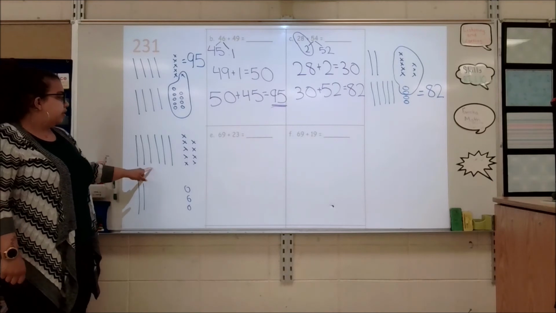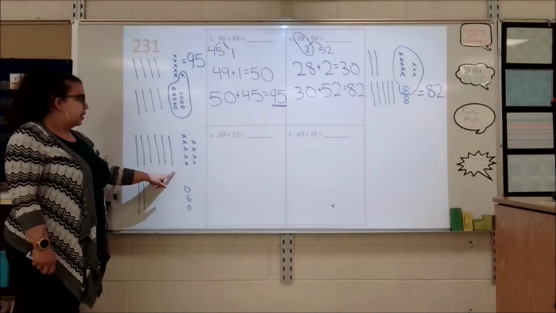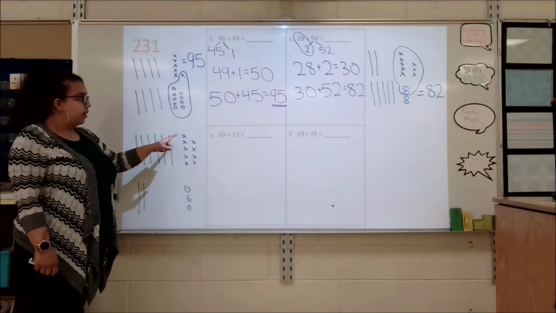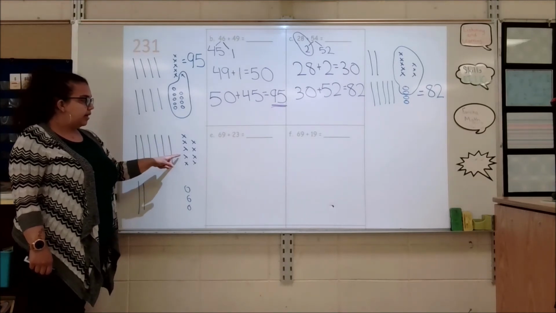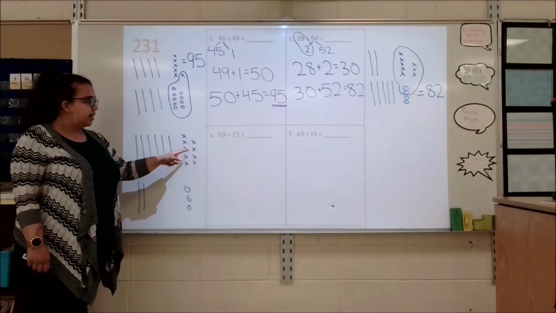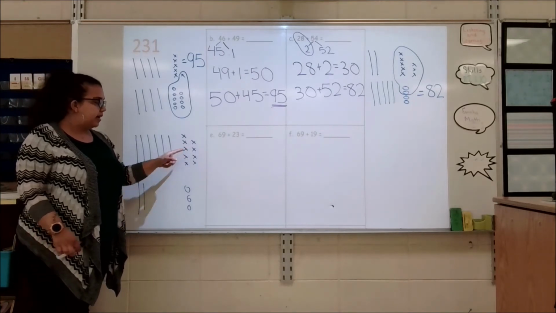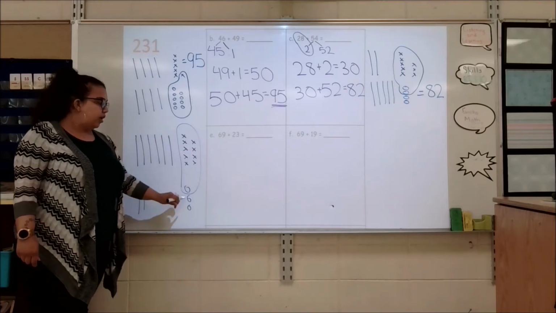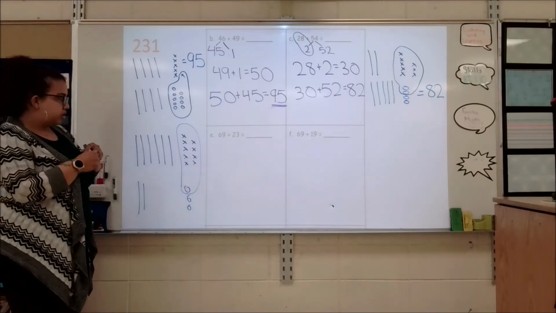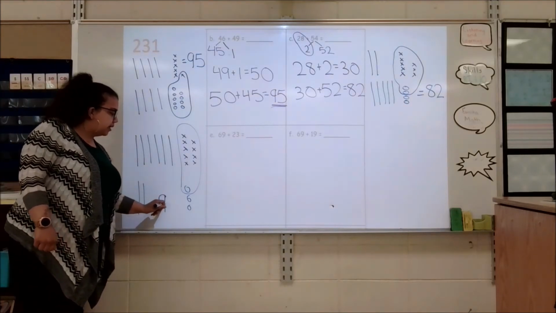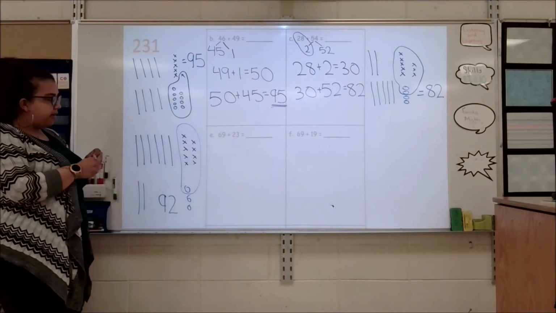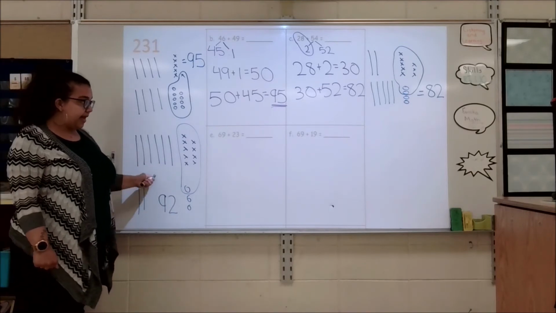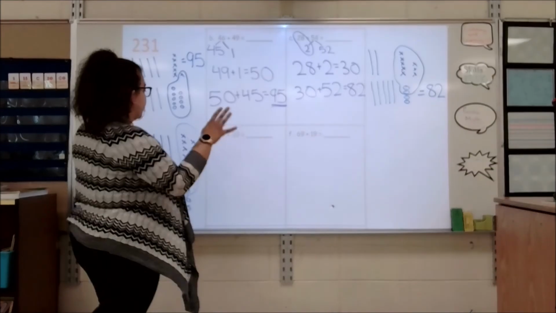10, 20, 30, 40, 50, 60, 70, 80. Starting counting by ones: 81, 82, 83, 84, 85, 86, 87, 88, 89, 90, 91, 92. So our solution, putting all these pieces together, based on the picture, counting by tens and then adding the ones, we should get 92. We got 92. Let's write the numbers to match that.